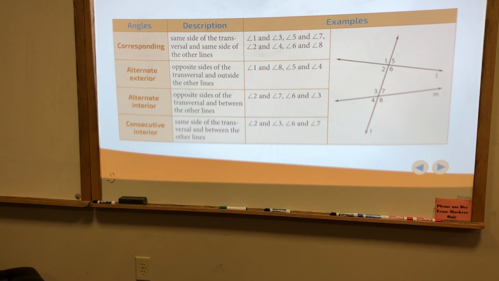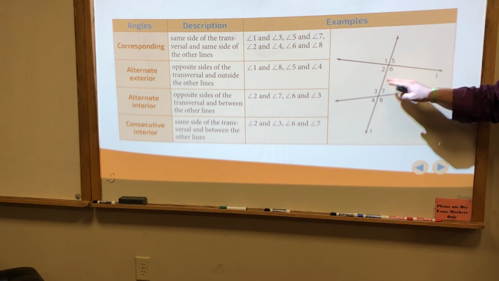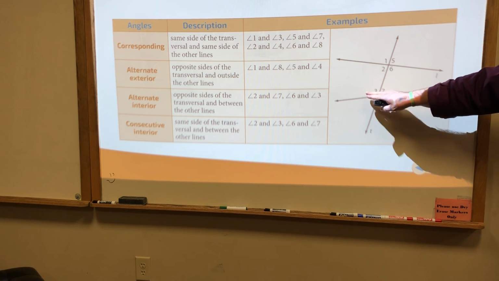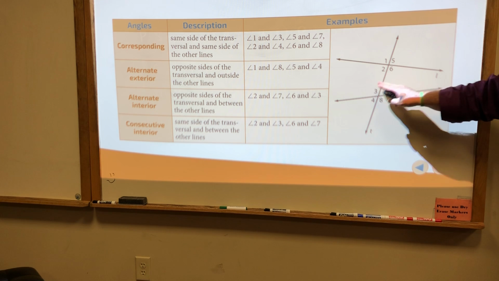Now watch. What are alternating? So they alternate on either side of the transversal. So what pairs would those be? What pairs would those be? Ian? 2 and 7? 3 and 6. Good. So alternate interior is going to be 3 and 6, 2 and 7.